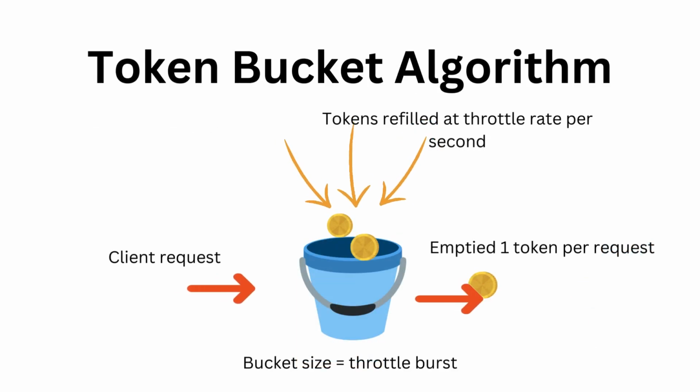Imagine a bucket with a predefined capacity. Tokens are added periodically. Once the bucket is full, extra tokens overflow. When a request arrives, if there are enough tokens in the bucket, one is removed and the request proceeds. If there aren't enough tokens in the bucket, the request is blocked. The token bucket algorithm is widely used and allows for a burst of traffic for short periods.